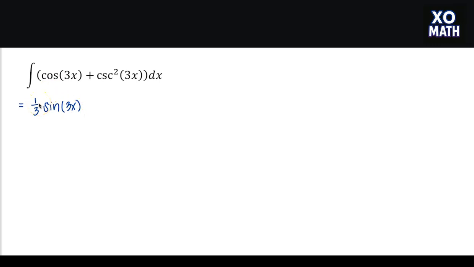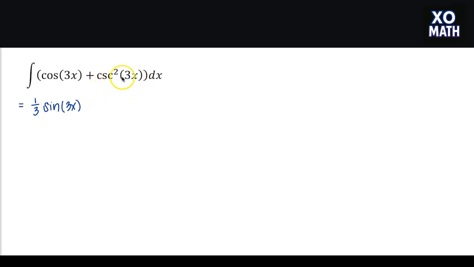So that essentially gives us a little bit of a shortcut, that when the inside is linear, then what's going to come out in the front is 1 over the slope. So after I take the general antiderivative, so the antiderivative of cosine was sine, and then of 3x, 1 over the slope is going to come out in front. And something similar is going to happen here.